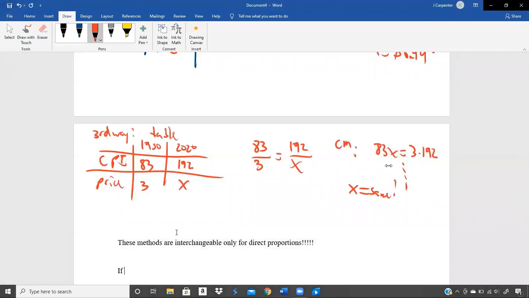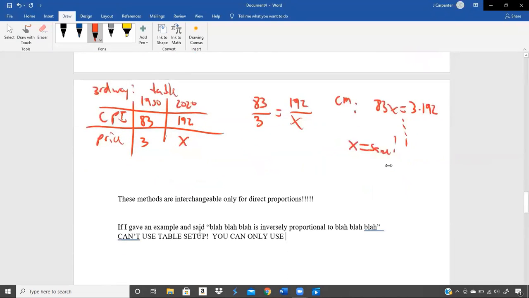So, and I don't have time, but if I gave you an example and said blah, blah, blah is inversely proportional, blah, blah, blah, you can't use a table setup. Only use, and this isn't y equals kx because of the inversely word, it's y equals k over x. It's really no more of a complicated problem. It's just this idea is as one thing goes up, the other goes down. More specifically, as one thing doubles, the other halves.